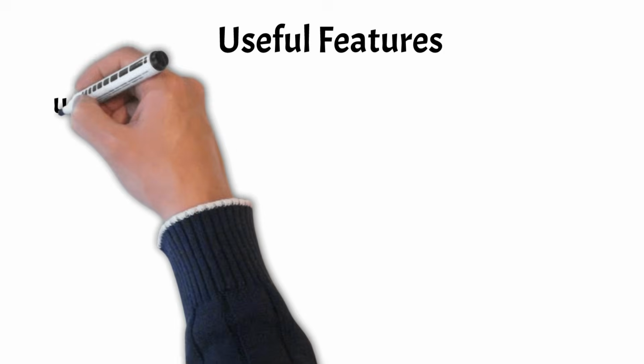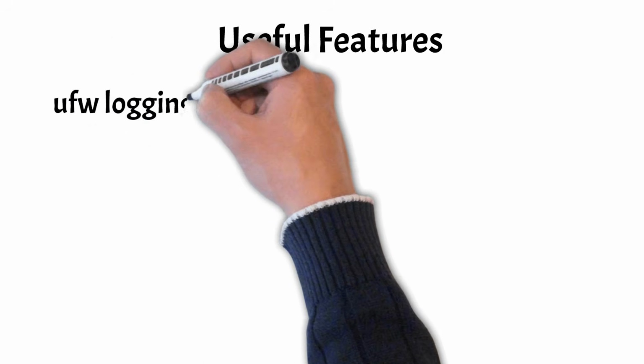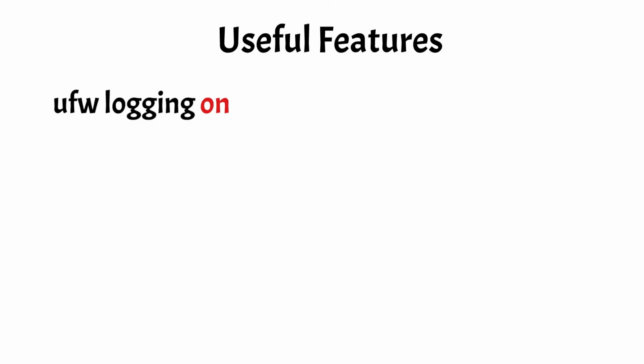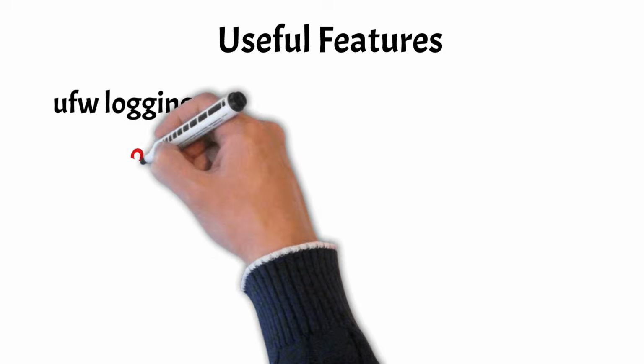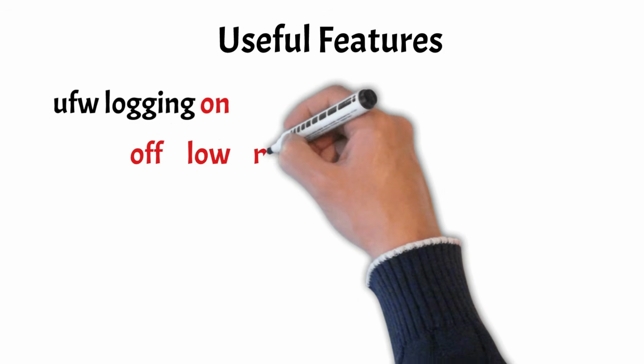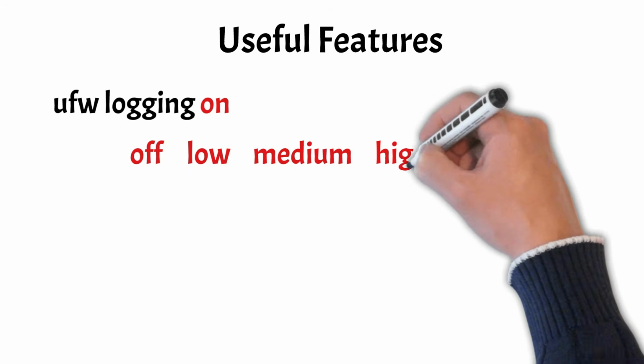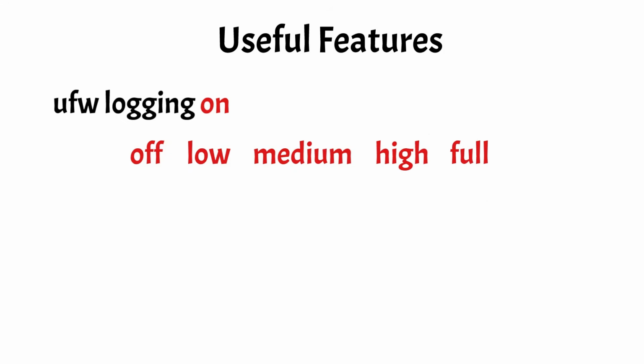Now let's look at a few additional features that can make UFW easier to manage in real-world environments. One useful capability is logging, which allows you to monitor allowed and blocked traffic for troubleshooting, auditing, or detecting suspicious activity. You can enable logging directly through UFW with this command and adjust how much information gets recorded by selecting different logging levels, ranging from minimal output to more detailed tracking.